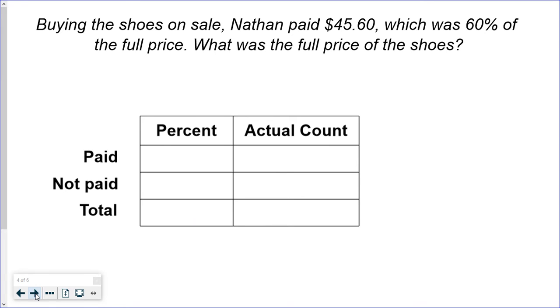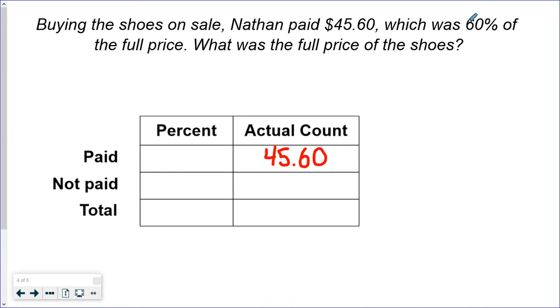Another problem. Buying the shoes on sale, Nathan paid $45.60. So now what they did is they actually gave you the actual number first. So how much did Nathan actually pay? Well, he actually paid $45.60. So this is how much he actually paid. So we're going to put $45.60 in this column right here.